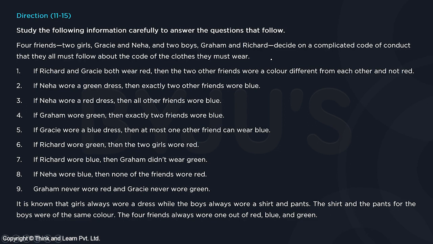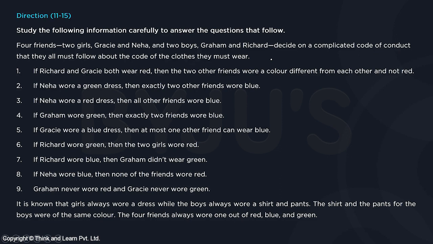So basically, there are 4 people, 2 boys and 2 girls, where they are going to wear dresses from one of the 3 colors, which is red, blue, and green, RBG. And then we have got conditions, if-then, and there are tons of them.